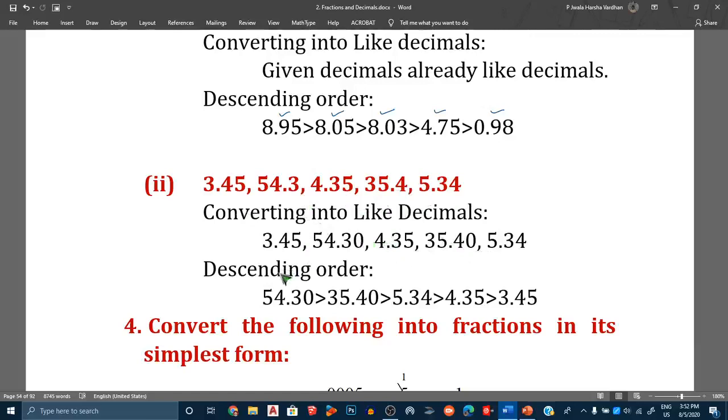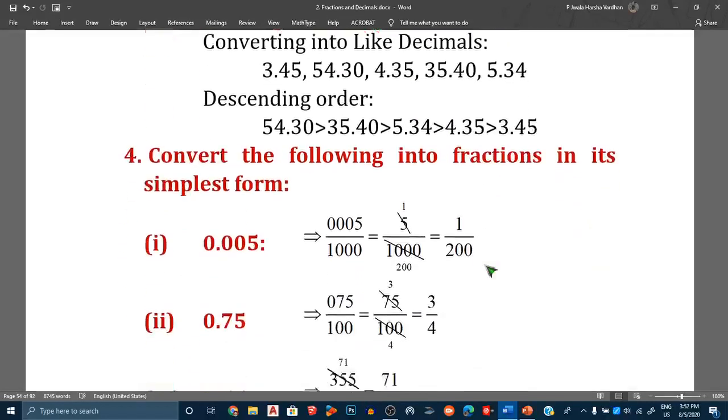Now you can compare the whole number part. So which one is the greatest here? 54 only. So 54.30 is greatest. Next 35.40. Next greatest is 5.34. Next greatest is 4.35. Next one is 3.45. This is easy.